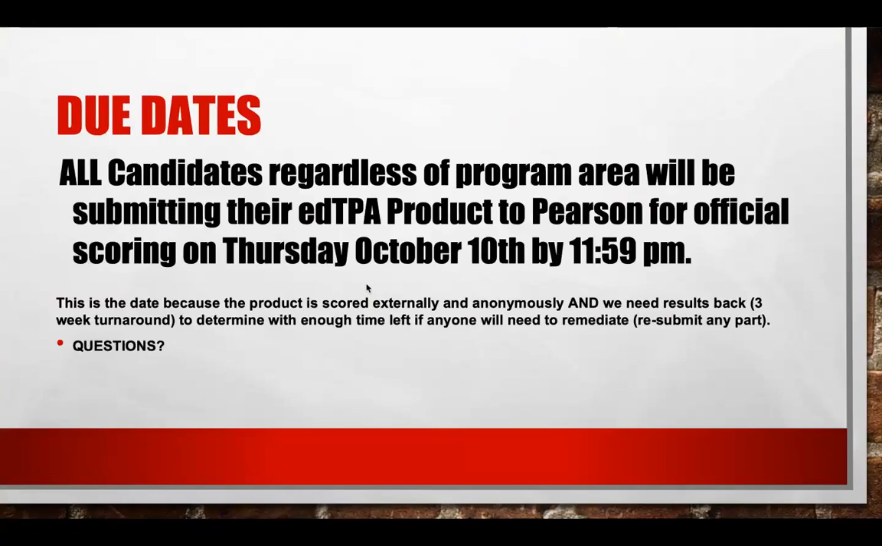The reason for this is there's a 3-week turnaround on getting those official scores back that we have to have for state licensure. So it takes 3 weeks to get them back, which means we won't have them back until October the 31st. At that point, we'll know who passed, who failed, and what we need to do in terms of remediation, which I'm going to talk about later.